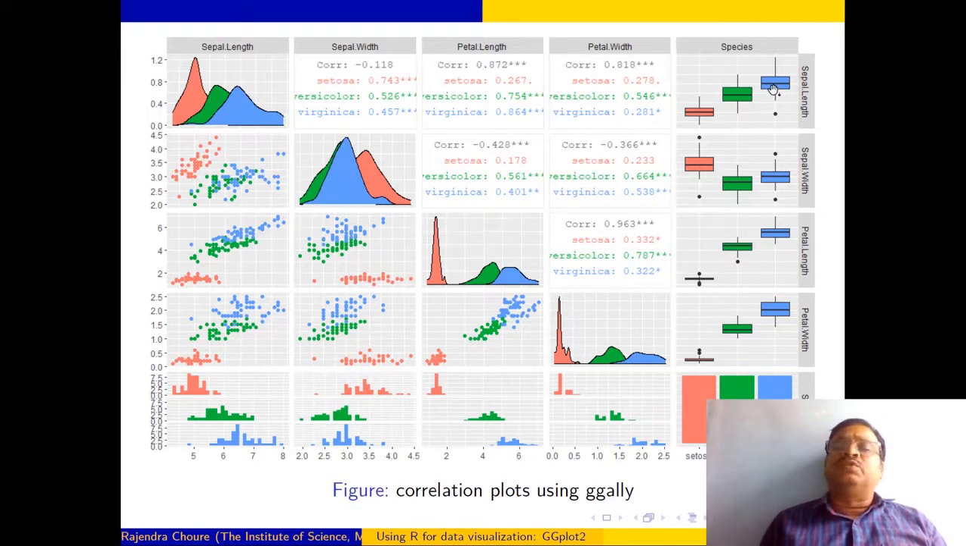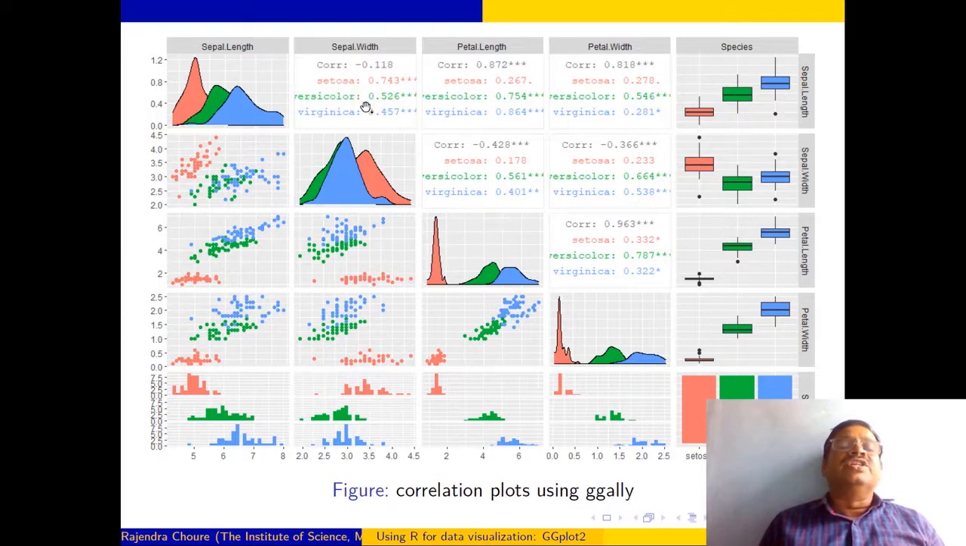Many different types of plots are there. This sepal length distribution can be seen. Here also the sepal length distribution as per species can be seen. And it can be clearly seen that sepal length for species setosa is very small, for versicolor is in between, and virginica is very large.